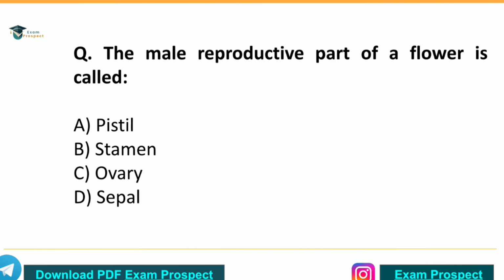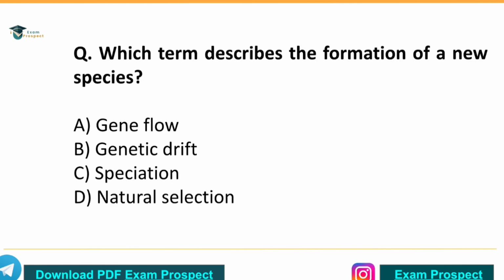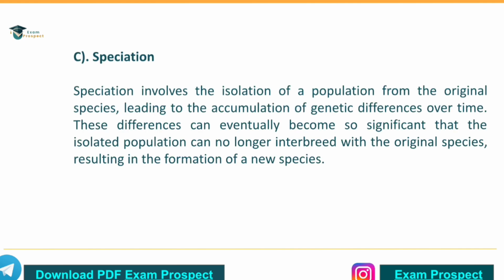Next question, the male reproductive part of a flower is called? Correct answer is option B, stamen. Next question, the process by which pollen is transferred from the anther to the stigma is called? Correct answer is option B, pollination. Next question, which term describes the formation of a new species? Correct answer is option C, speciation.